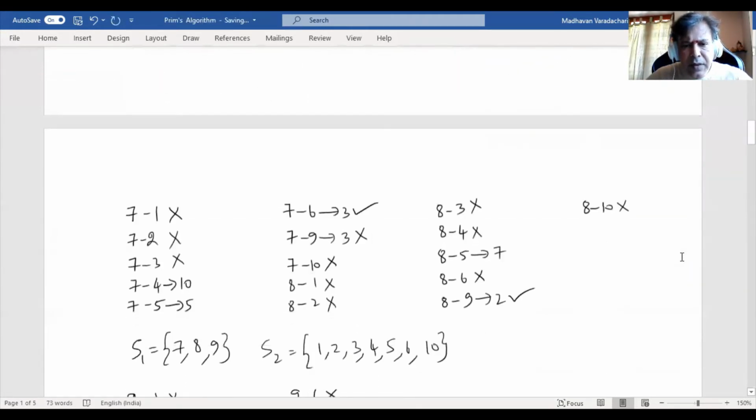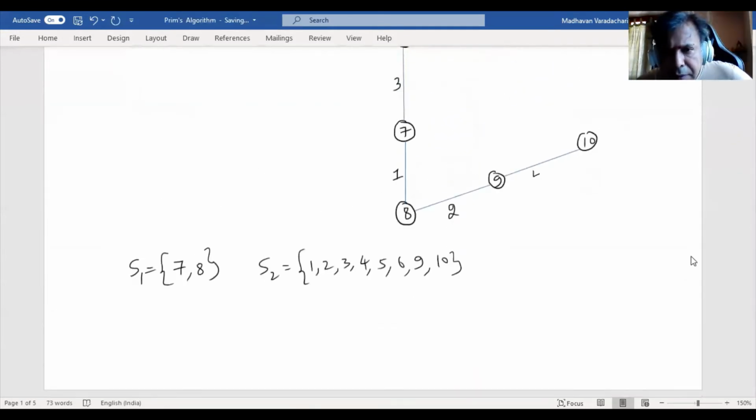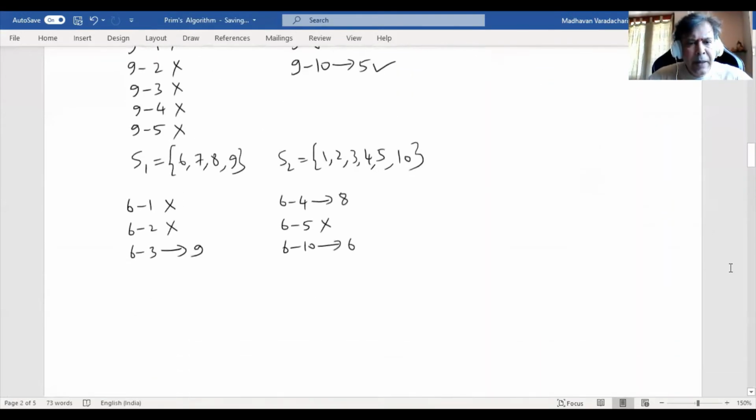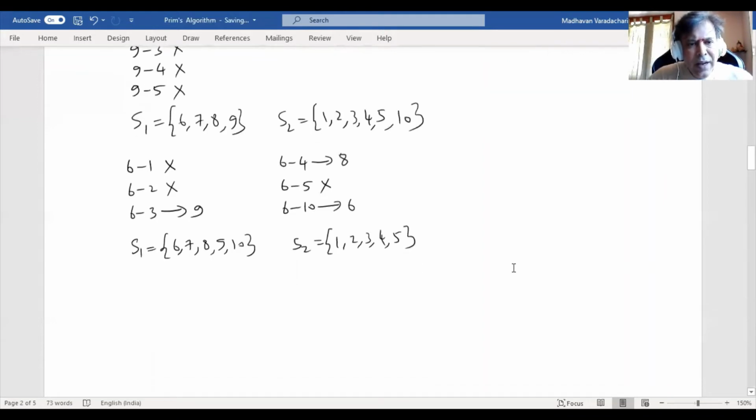And that distance is what? 9 to 10 is 5. So let me write here 5. Now our set 1 will have what? Set 1 will have 6, 7, 8, 9 and 10. Set 2 will have the balanced vertices 1, 2, 3, 4 and 5. We already wrote for 6, 7, 8, 9. Only thing we have to do now is for 10.